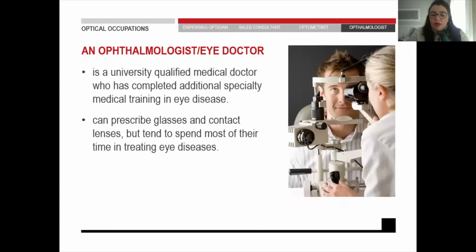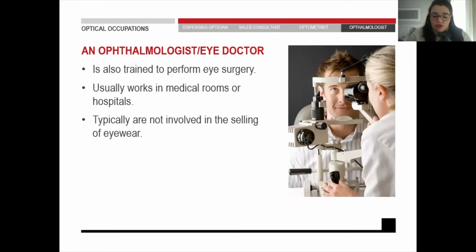Okay. The last role that we're going to discuss is an ophthalmologist. So an ophthalmologist is someone that finished school, they went to university, and they studied to become a general practitioner. After that, they specialized in the eyes. So they are excellent in treating ocular pathology, eye diseases or conditions, and they do the operations on the eyes.